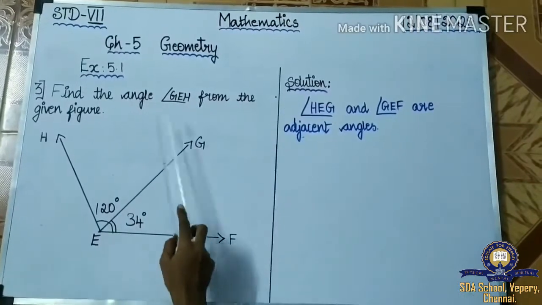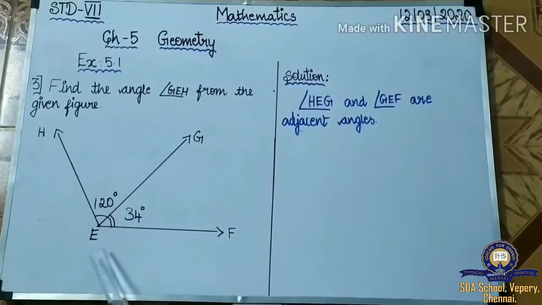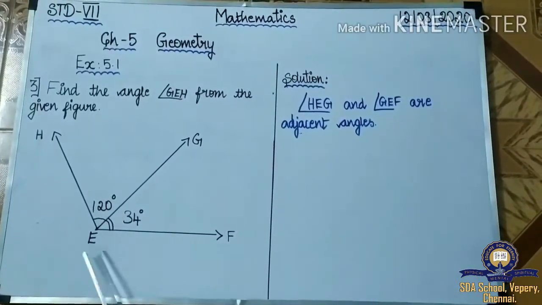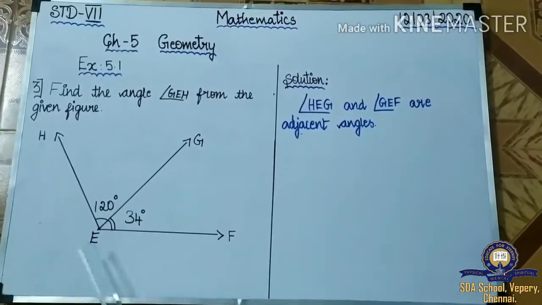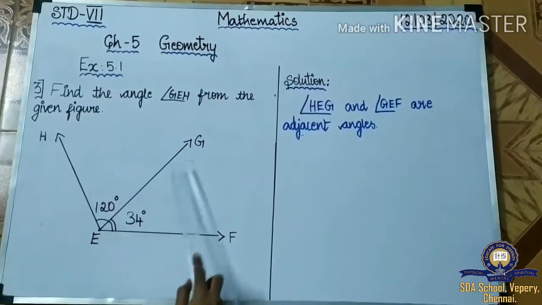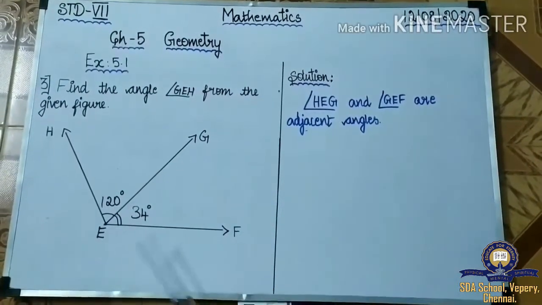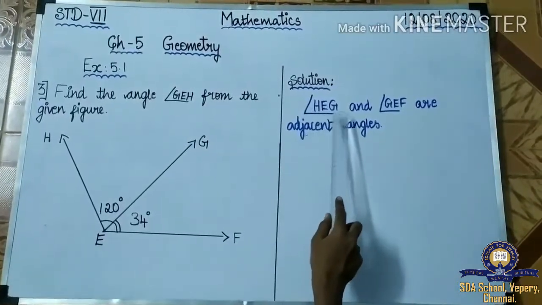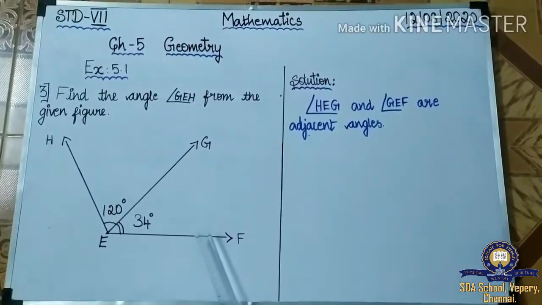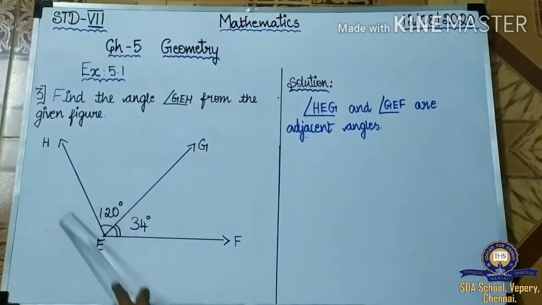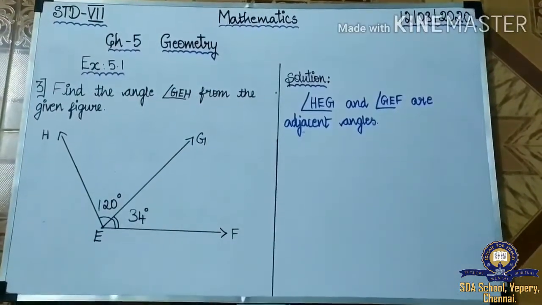First, for finding the unknown angle, we want to find the adjacent angles, right? See here, for adjacent angles, first we should find the common vertex. The common vertex is E. Then the adjacent angles are the angle HEG and the angle GEF. Shall we write in the solution? Yes, the angle HEG and angle GEF are adjacent angles. Next, we should add the two adjacent angles, and we will get the unknown value.